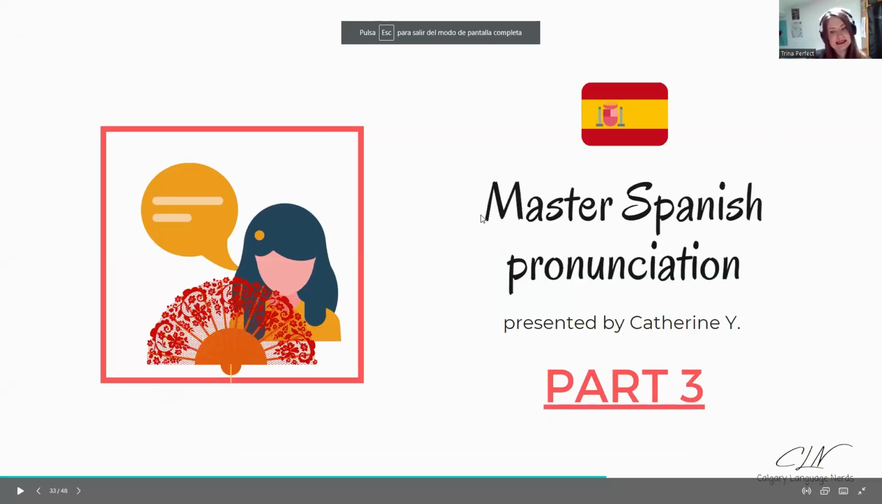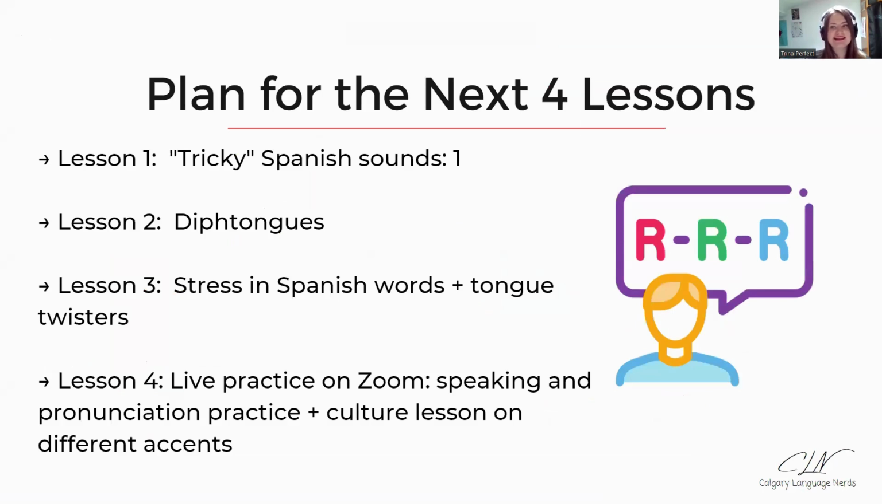Entonces, es la parte 3 de nuestras cuatro clases sobre este tema. So it's the third part out of the four parts on this topic. Y ya hemos aprendido los sonidos en español difíciles. So we already have overviewed some tricky Spanish sounds. We did some diphthong practice in the last lesson. And today we're going to focus on stress in Spanish words, el acento en las palabras españolas y las trabalenguas, and some tongue twisters that can help us to master our pronunciation.